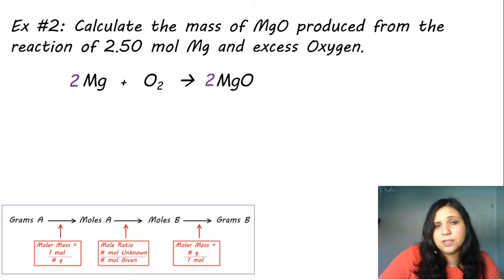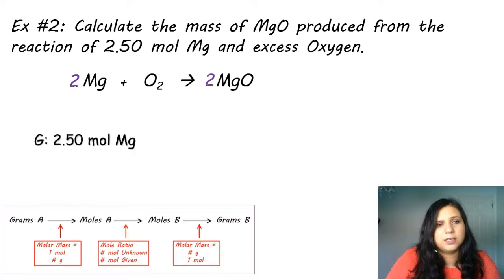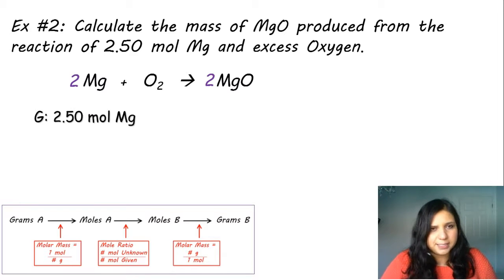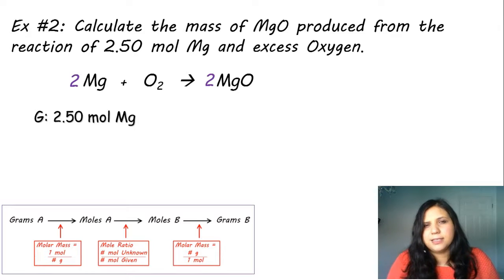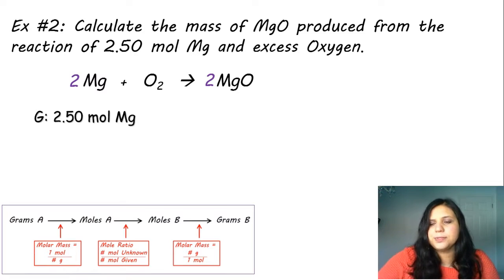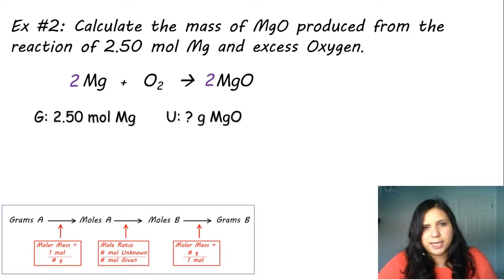All right, now we need the given, the unknown, and the number of steps. So the given is 2.5 moles magnesium. The unknown is calculate the mass of magnesium oxide. So mass is grams. We want the number of grams of magnesium oxide.